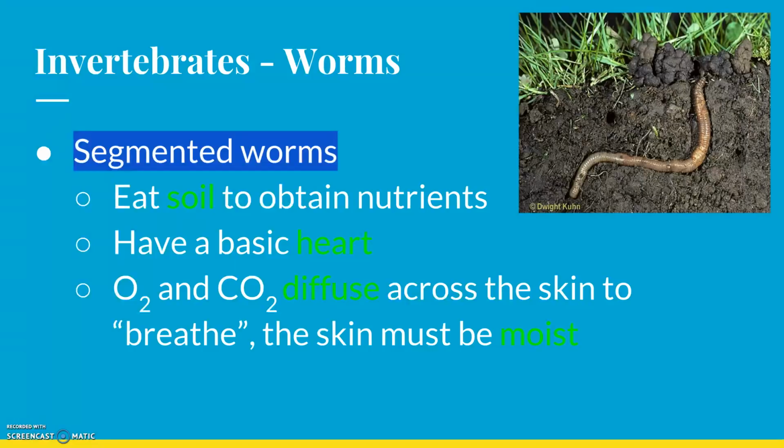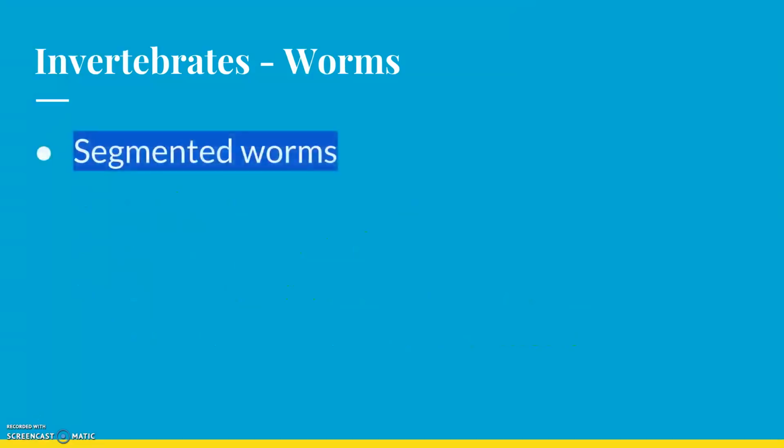So that's why worms have to stay moist. So when a worm dries up on the sidewalk, that's why it dies. It's not because it got dried out. It's actually because it's suffocated to death. And then it does get dried out. So worms need to have a nice moist environment in order to live.